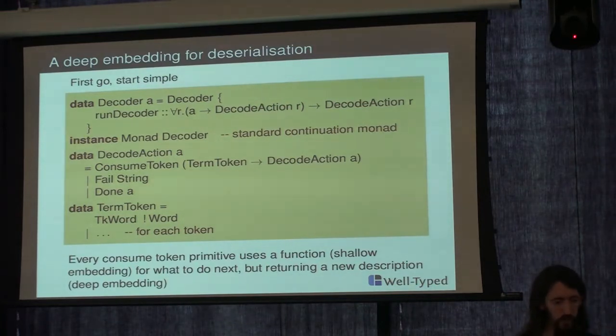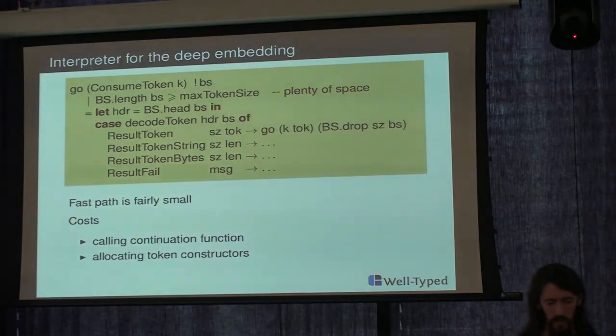So the consume token primitive is a callback, a function. The interpreter will pass it the token that it's just read out of the input stream, and that function will return a new decode action, and the interpreter can go around again. Okay, so here is a little bit of what the interpreter looks like. It does exactly what I just said. When we want to consume a token, we have to check whether we've got enough space left. We'll decode the token out of the input stream, and if we did get one, we go around again. We call k. K is our continuation. We call k with the token that we got, and drop stuff off the input stream.